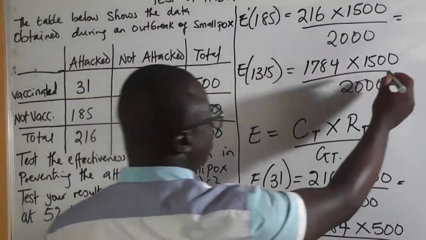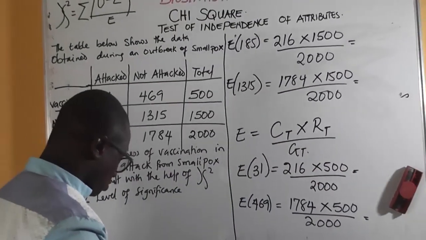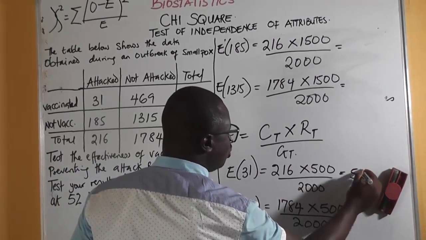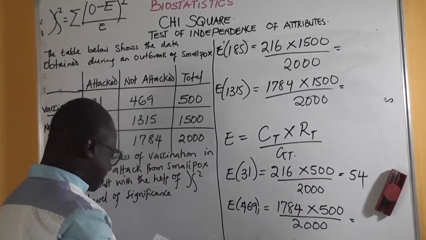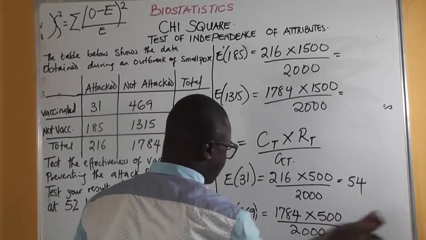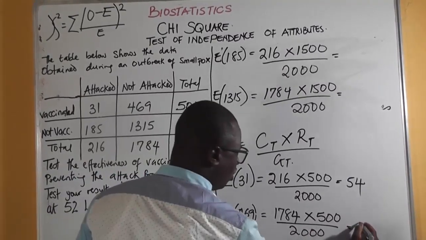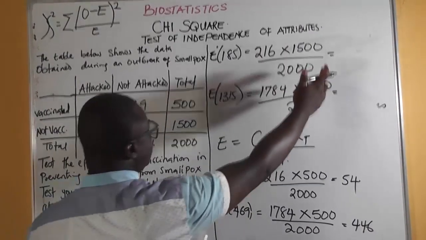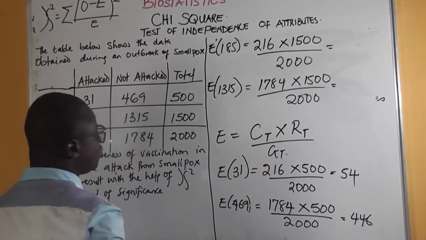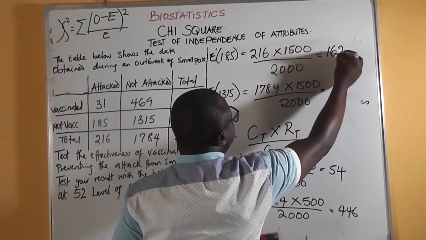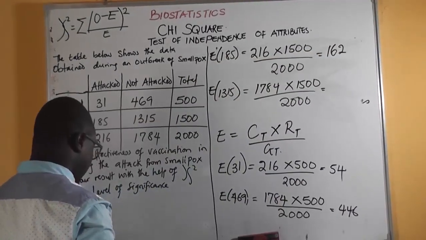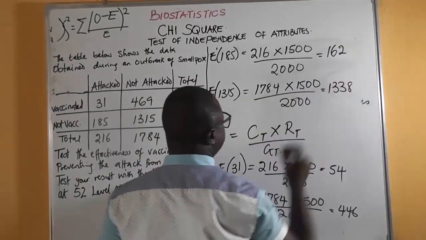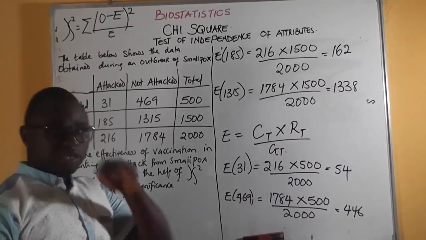Alright, so let me just write the answers out. Okay? Now for the first one, if you use a calculator, your answer is 54. If you use a calculator here, your answer is 446. Alright? For the third one, the expected value is 162. And then for the last one, your expected value is 1338. Alright, so let's take it again.